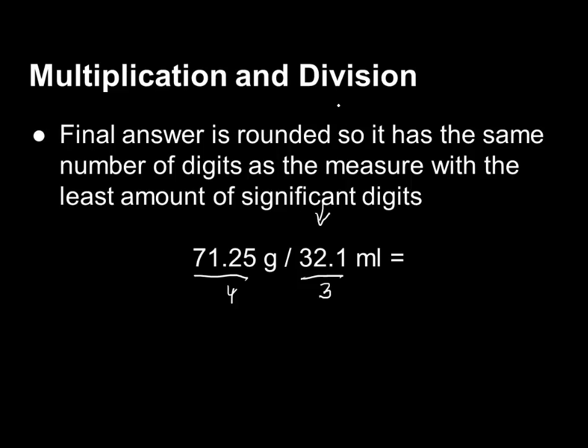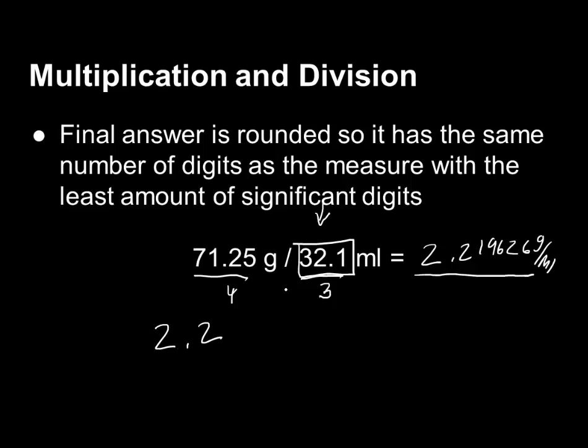So when we take 71.25 divided by 32.1, we get 2.219626 grams per milliliter. Don't forget your units when you do this division. They just divide. But we can't report that much precision. We can only have 3 digits in our final answer. So we're going to go with 2.2, and then this 196, that's going to round up to 2. So 2.22 grams per milliliter.